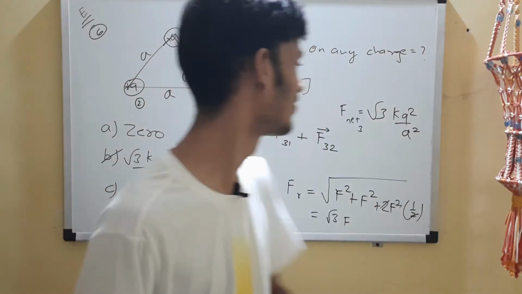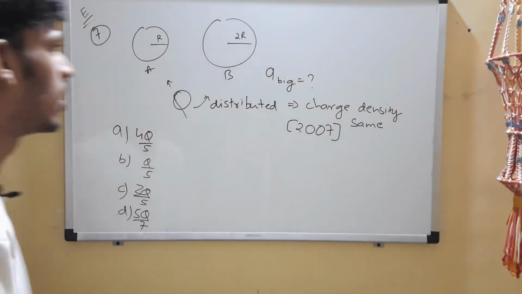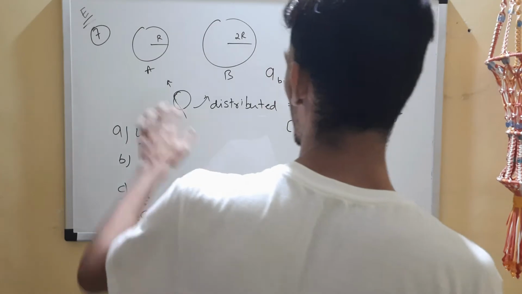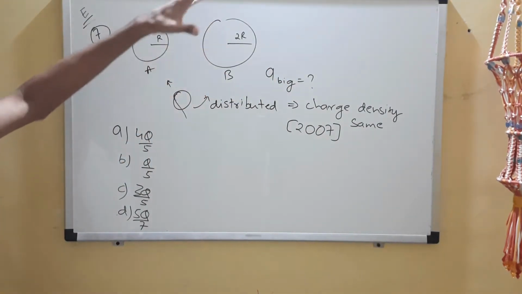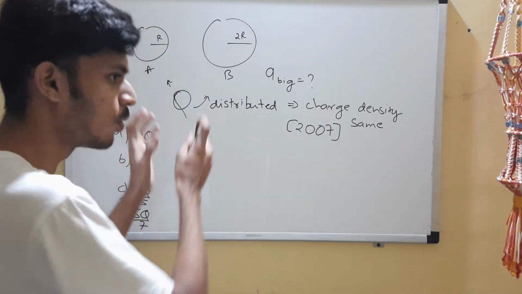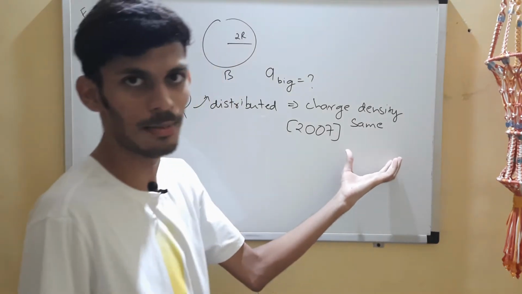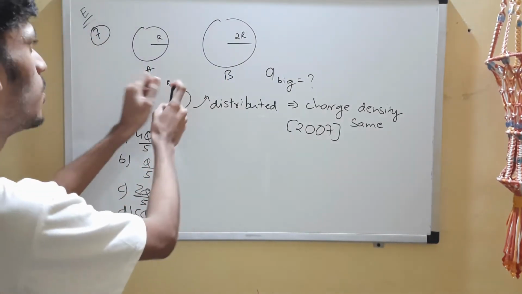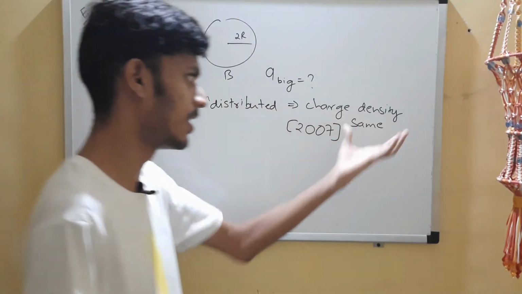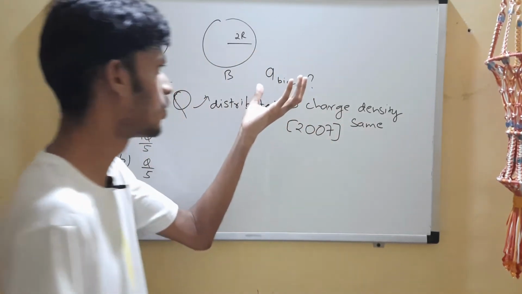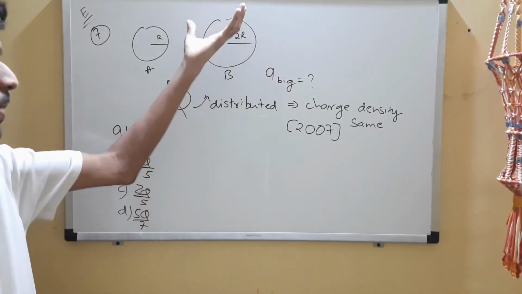Next question. So question 7 over here. In this question you have two spheres, sphere A and sphere B. The radius of sphere A is r, the radius of sphere B is 2r. A charge capital Q is distributed among sphere A and B such that their charge densities become equal. You are supposed to find the charge on the bigger sphere, the sphere B.